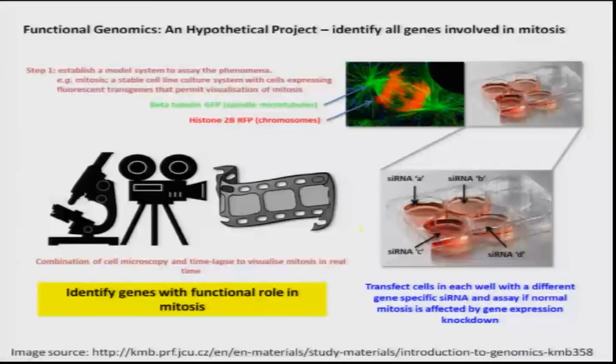So, in step one, I establish a model system to assay the process of cell division. So, what do you do? You have a cell line which you have engineered such that it is going to express a protein which binds to, for example, tubulin, the spindle microtubule marker, and for example, histone, which is a marker for the chromosome because the histones are basic proteins bound to the DNA. So, what you are seeing here beautifully is that the red ones are the chromosomes and the green ones are the spindle that are pulling the chromosomes to the two sides.